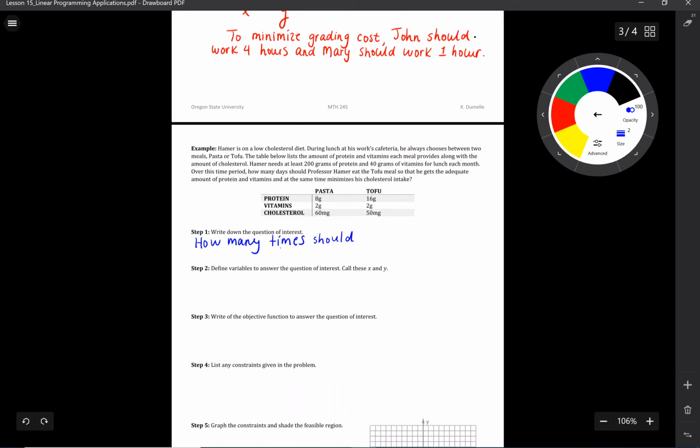How many times should Hamer eat tofu? To minimize the cholesterol consumed.